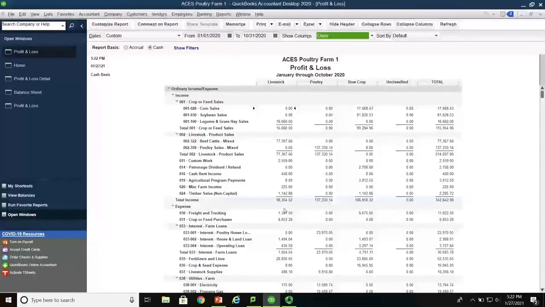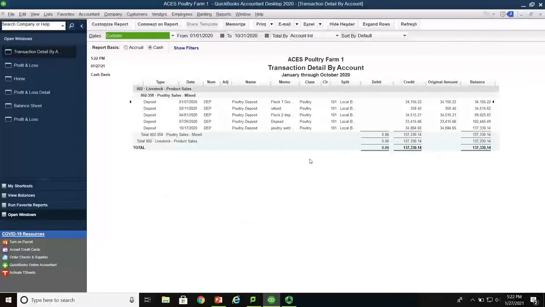So far for the year, we've got $98,000 in livestock operations, $137,000 in poultry operations, and $106,000 in row crop operations, for a total of only $342,000. Now, what we could do is try to estimate what's in here and what's not. Let me give you just one example.